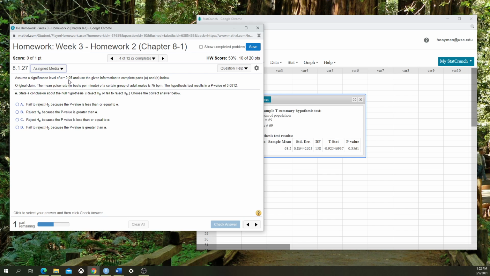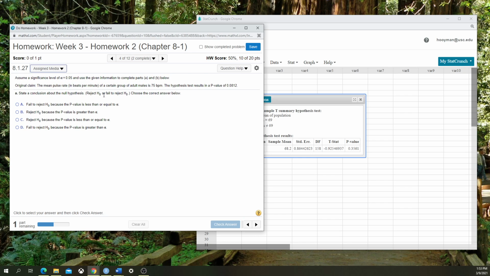So if I get a p-value below 0.05, that means I have a greater than 95% chance that, or really it's saying that I have a less than 5% chance that these two things are actually similar. Okay, and thus rejecting the null hypothesis. So let's walk through this fairly slowly. The original claim, the mean pulse rate in beats per minute of a certain group of adults is 75 beats per minute. The hypothesis test gives a p-value of 0.08, okay, that is greater than 0.05. State a conclusion about the null hypothesis.